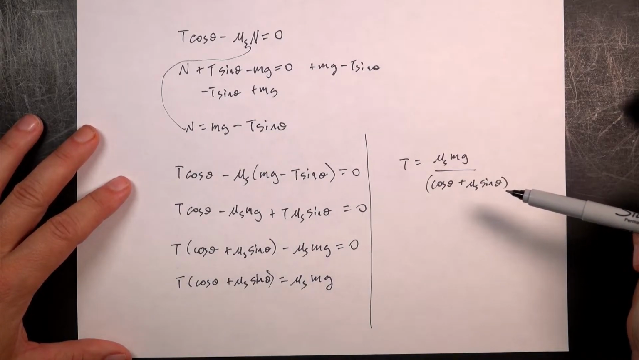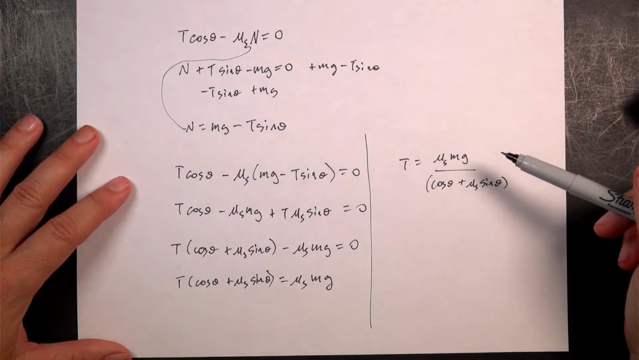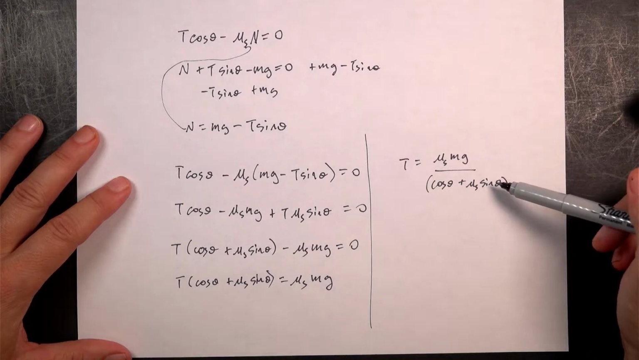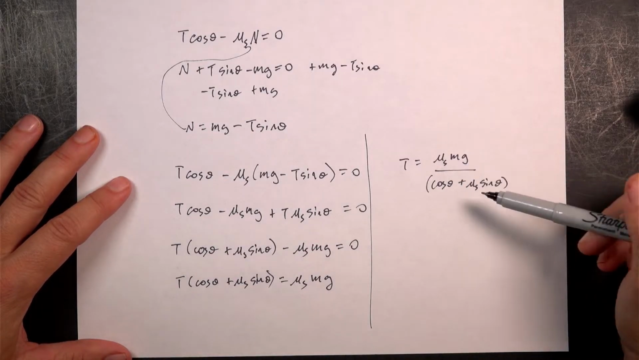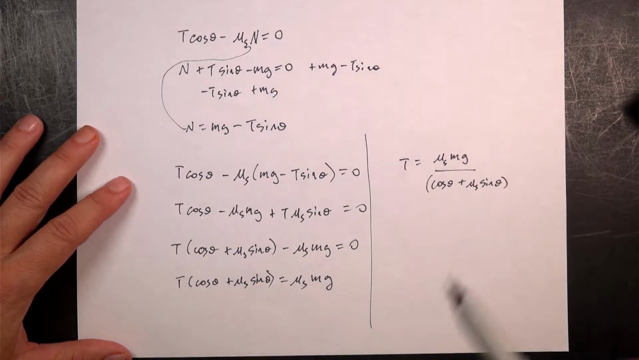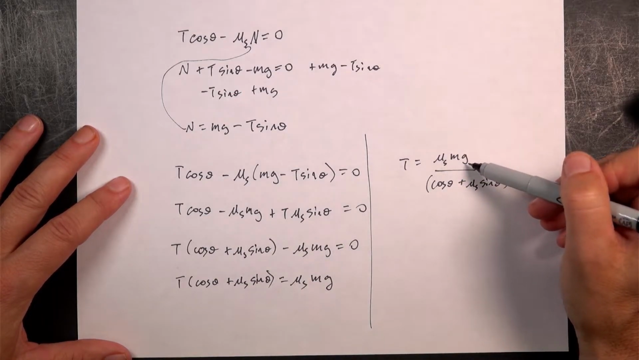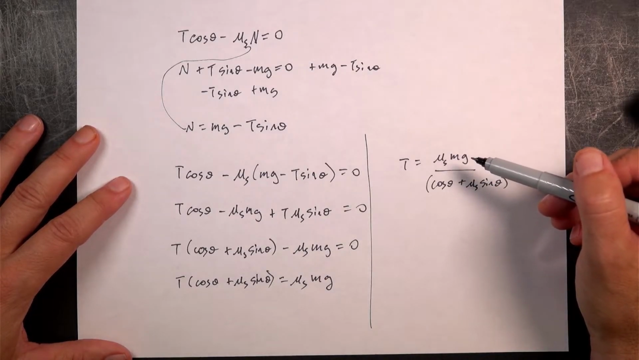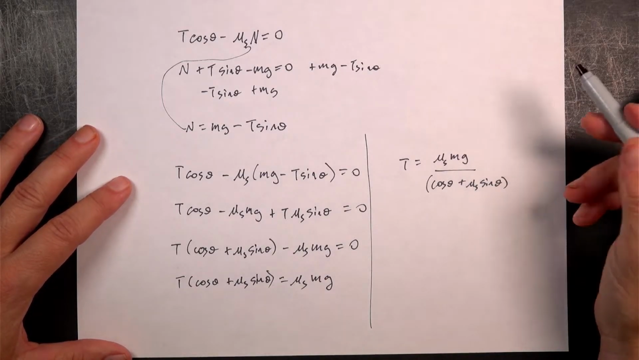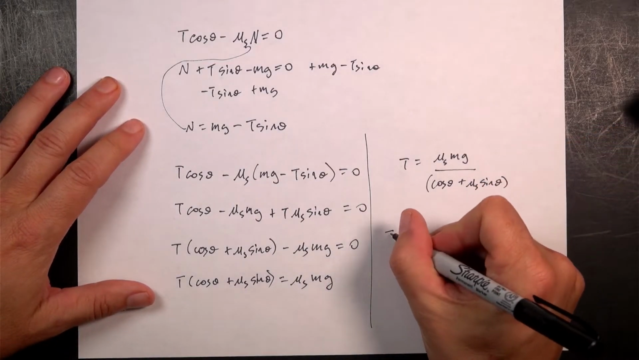We could also check the cases. What happens as the angle goes down to 0? As the angle goes to 0, sine of 0 is 0, cosine of 0 is 1. So I just get mu s times mg, and that's the maximum friction force without pulling up. So that works. Okay, let's go ahead and put in our numbers.